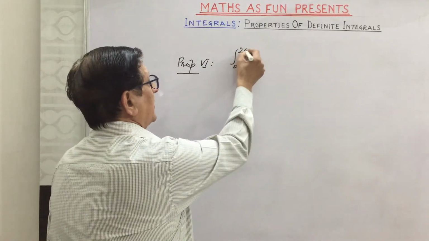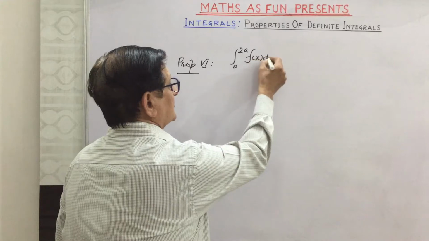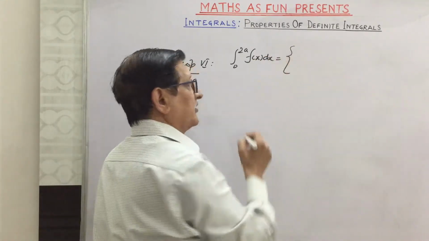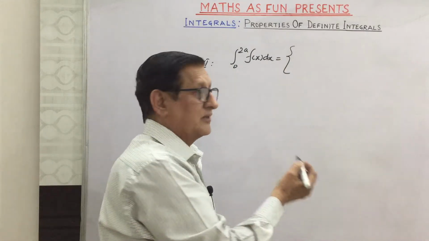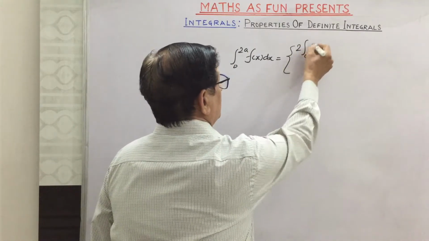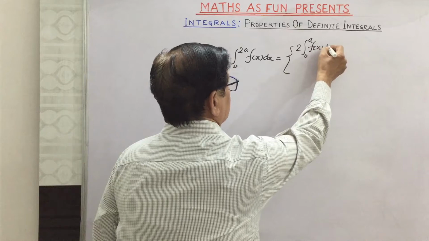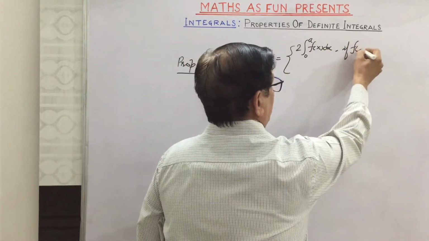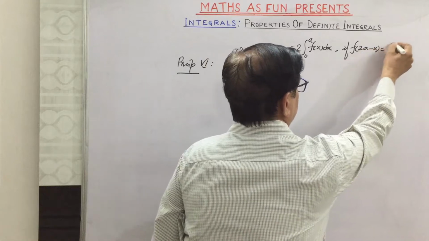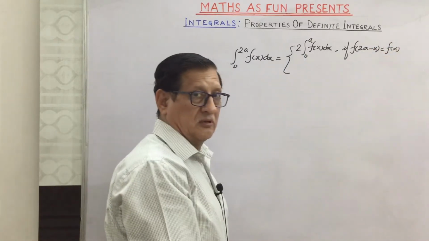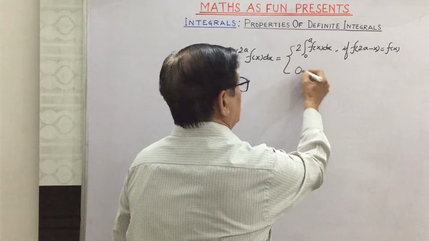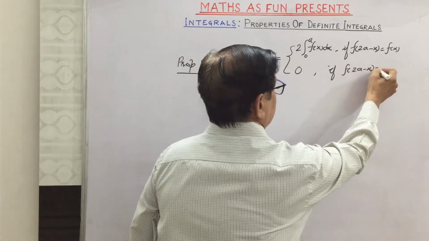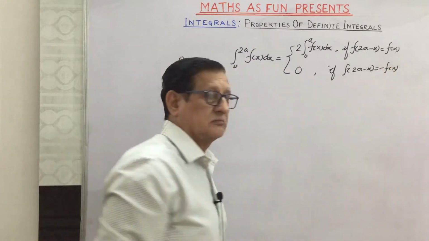The sixth property is 0 to 2a f x dx. It has two different values for two different conditions. That is twice of 0 to a f x dx, if f of 2a minus x is equal to f x, and its value is 0 if we find that f of 2a minus x is equal to minus f x.